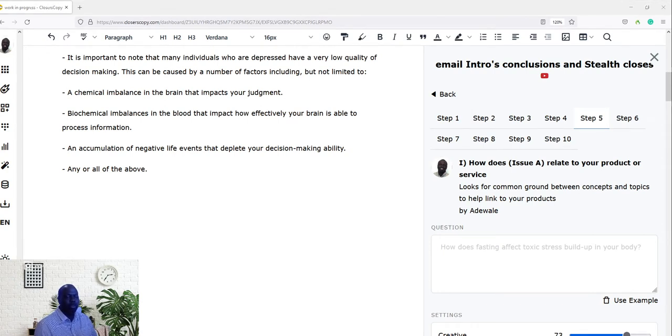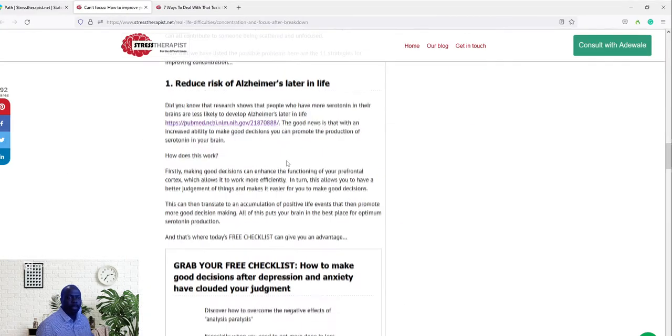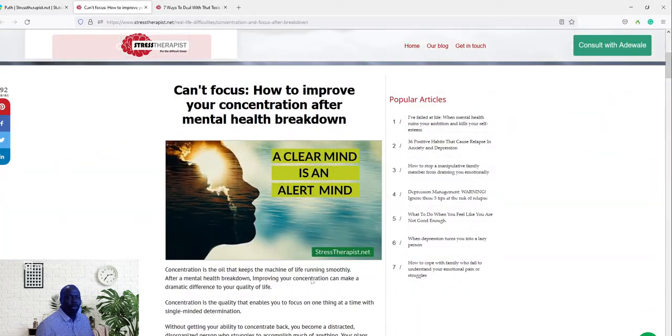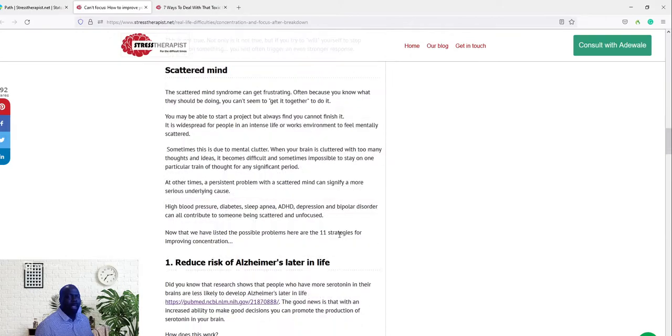Over the last few days, you've watched me write an article using Closer'sCopy. You've watched me create a lead magnet using Closer'sCopy. Just to show you the article quickly, that's the article here. And then you've also watched me create a lead magnet for this article. And here comes the point.